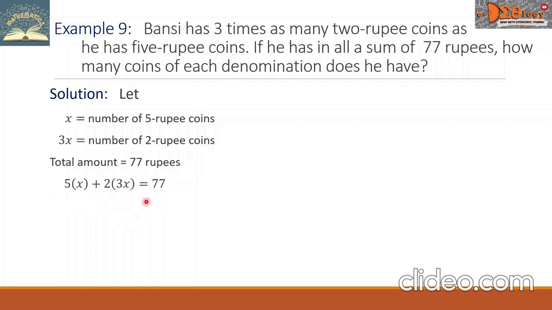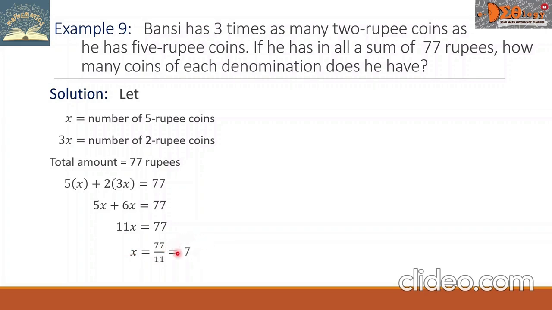Let us now simplify and solve for x. We have 5 times x, 5x, plus 2 times 3x is 6x, equals 77. 5x plus 6x is 11x, equals 77. We divide the equation by the coefficient of x, which is 11. So x equals 77 over 11, or 7.